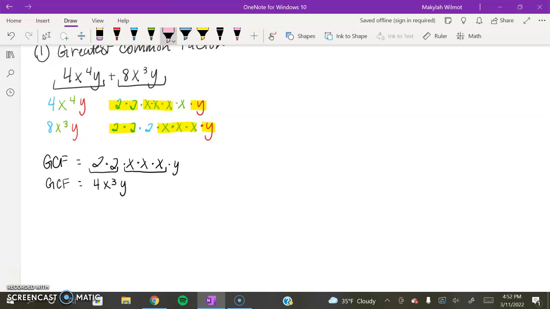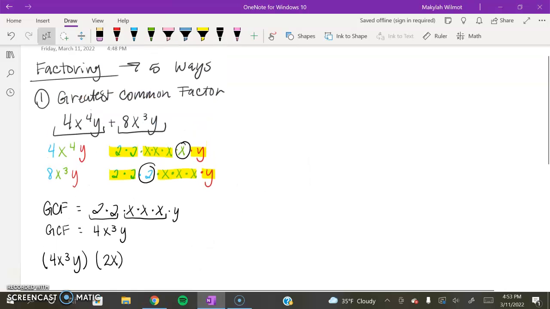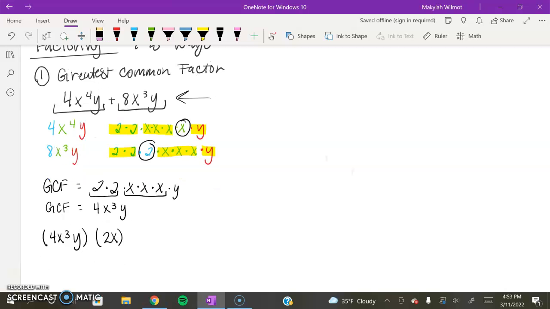So what's left over though, because that's not all. This is the greatest common factor, but when we actually factor a polynomial, that means this would be in a parenthesis, but we also have a 2 and we have an x left over. So then 2x. If this was your polynomial, what you started out with, then if you needed to find the zeros, you would simply set each of these equal to 0. But that's how you factor from greatest common factor.